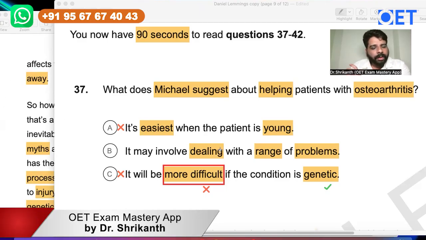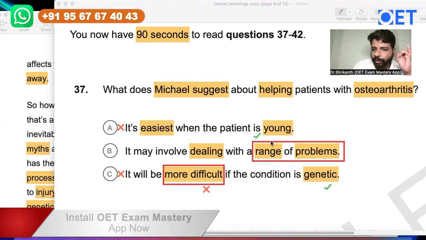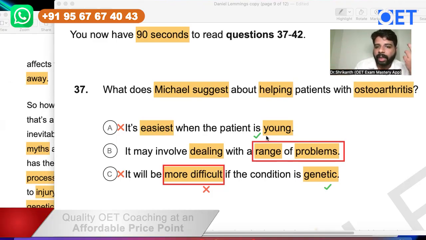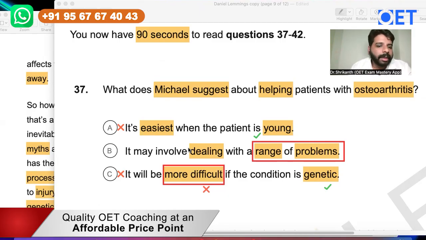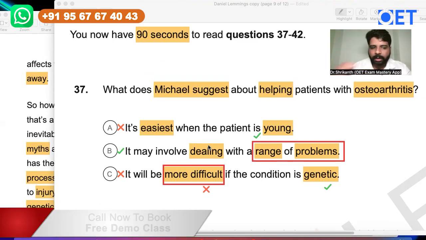And dealing with the range of problems. So here, the focus is a range of problems, right? Are they talking about a range of problems? Yes, they're talking about so many problems. They're talking about injury, obesity, occupation, genetics, and mechanical load factors. So many problems they're talking about, and we have to deal with them one by one. So the answer option that is the most difficult to eliminate is answer option B. So B will be the right answer. Again, this is a very tough question. So I told you it's not an easy one.